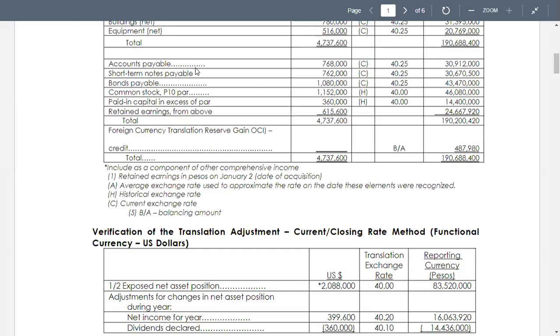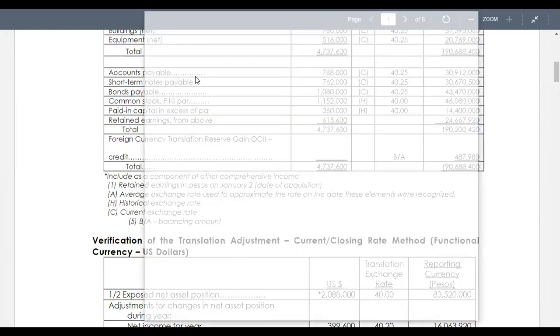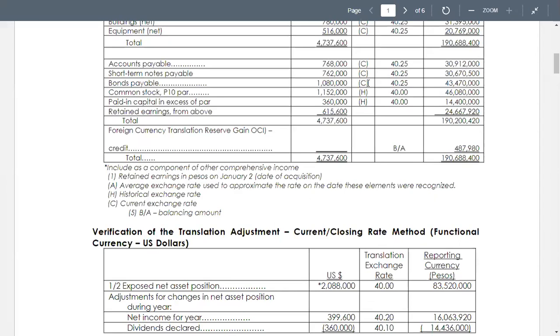However, for the expenses, revenue and expense accounts are translated in a manner that produces approximately the same results as if the individual transactions were translated at the rate in effect when the transaction occurred. Generally, we use the weighted average rate, just like in the case of your current method.